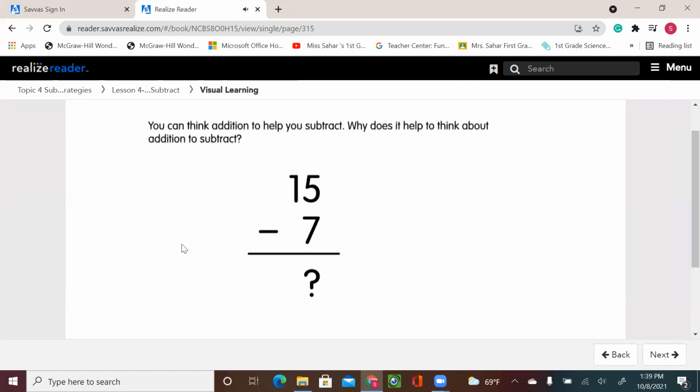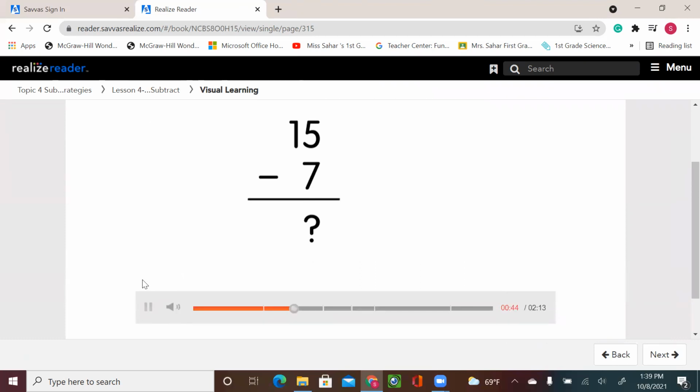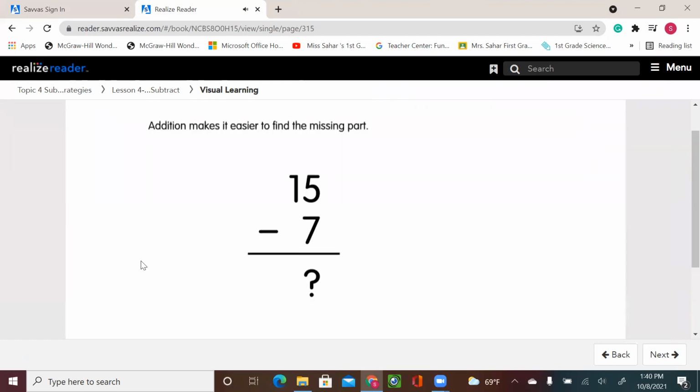You can think addition to help you subtract. Why does it help to think about addition to subtract? Because we agree that it's related. Think addition to subtract. It's a fact relation. Addition makes it easier to find the missing part.